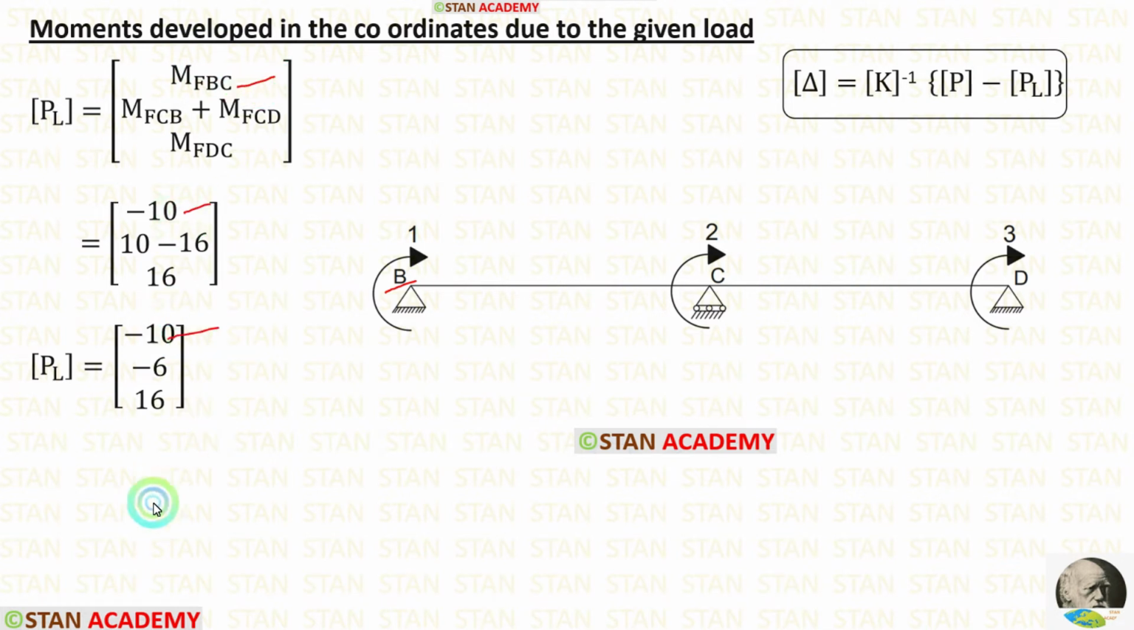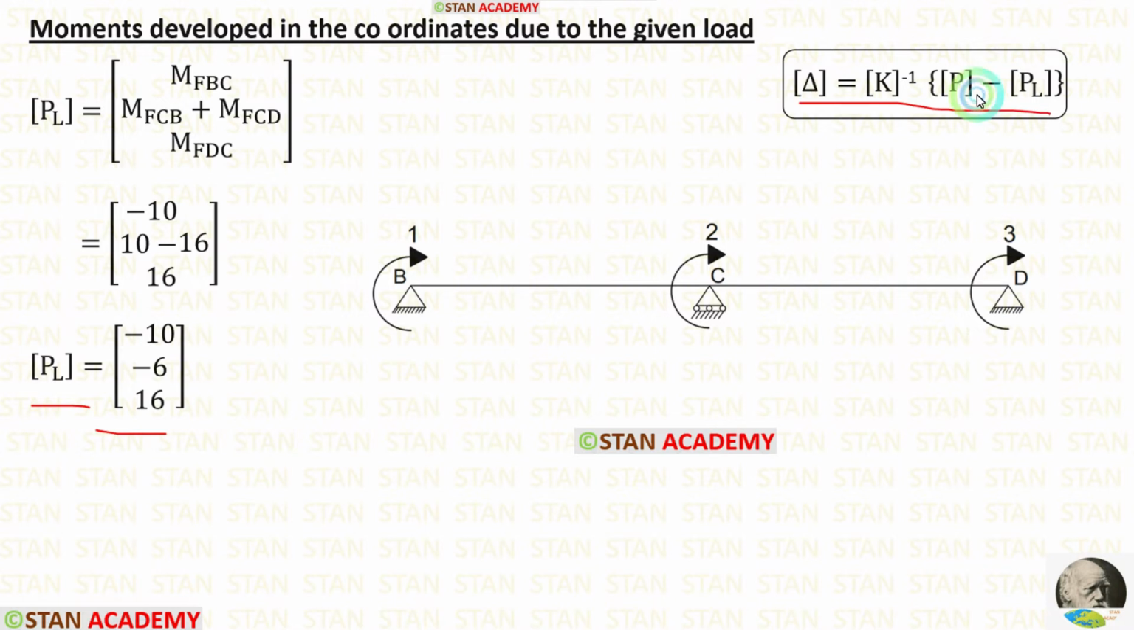Let us apply that. In the point C, we have calculated 2 fixed end moments, M of CB and M of CD. Let us add both of them. After adding, we are getting minus 6. In the point D, we have calculated a fixed end moment, that is M of DC. Let us apply that. In this way, we can easily make the PL matrix.